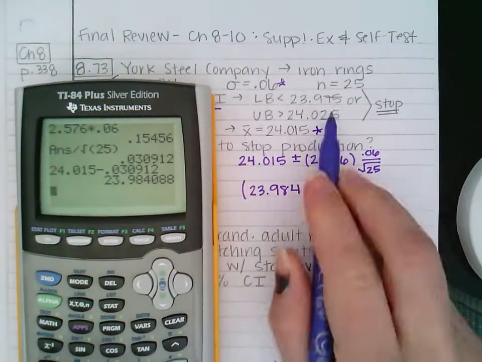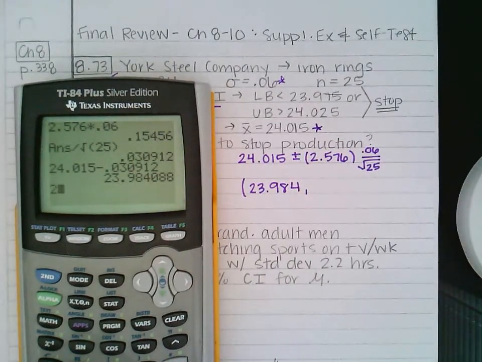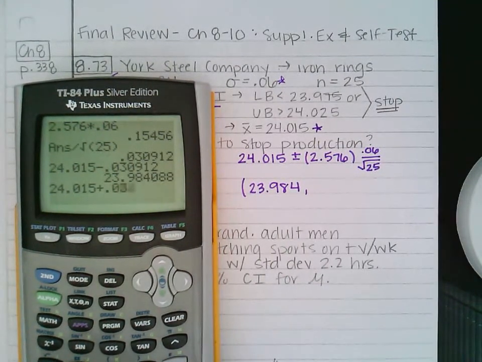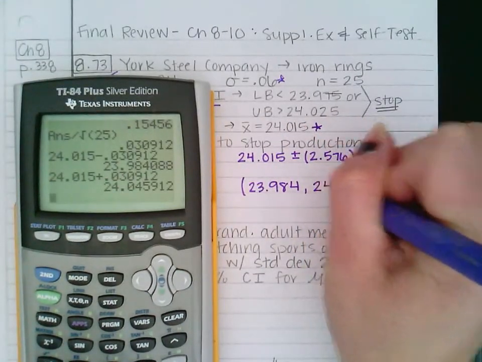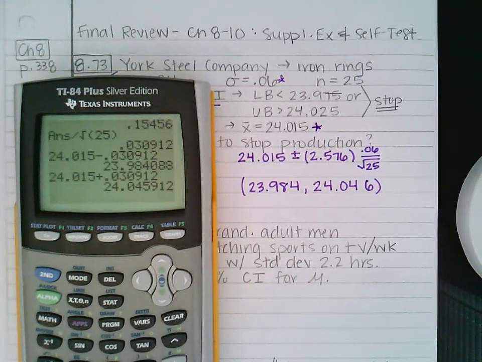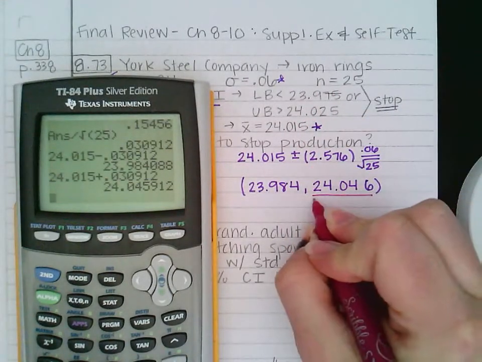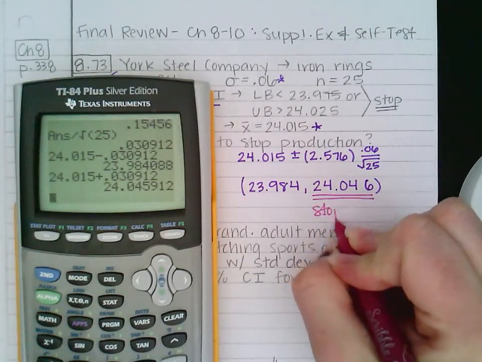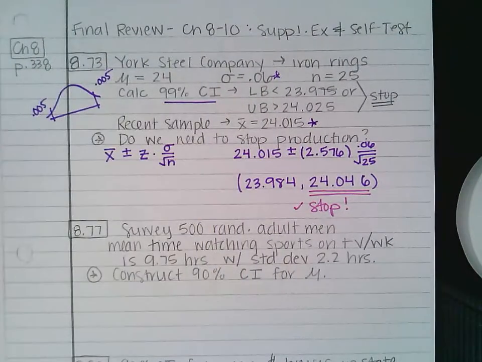23.984, which is within my lower bounds region, barely, but it's there. And then 24.015 plus that margin of error gives me 24.046. Now look at that. That upper bound is going to be larger than this. Barely larger, but it says if it's larger, we need to stop production here. Okay? So that's going to be our conclusion, because the upper bound is larger than it is supposed to be.